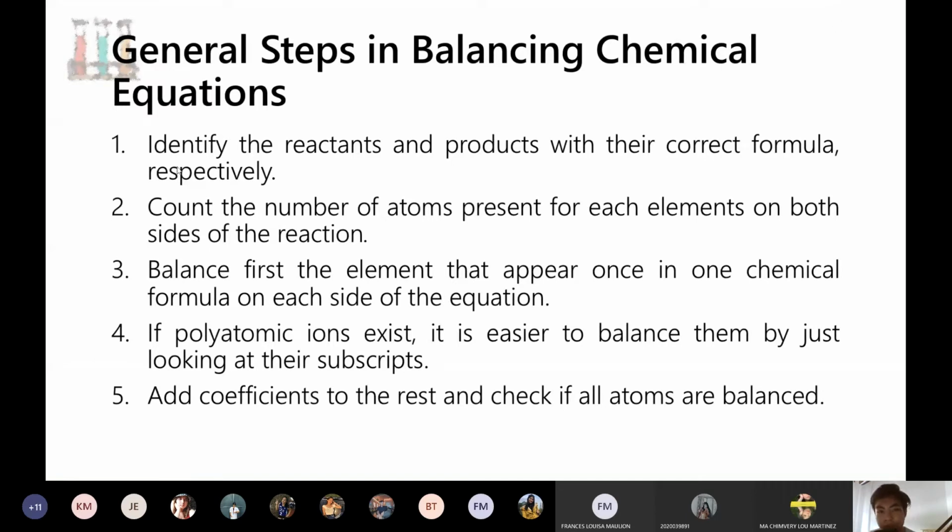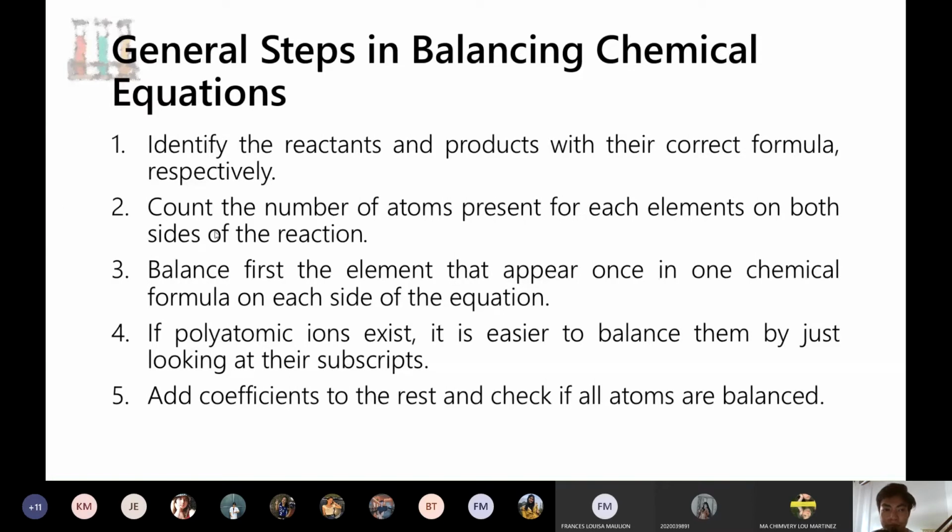So number one, we identify the reactants and the products, and make sure that they have the correct formula. Kasi if you have incorrect formulas, then mali yung magiging sagot mo. Kahit gaano ka man ka-effort mag-solve, magiging mali yan. So you should be able to know the rules in naming your substances. Alam ko tapos nyo na siguro yun. Okay, so you should be able to have your correct formulas. Double check nyo kung tama yung mga formula.